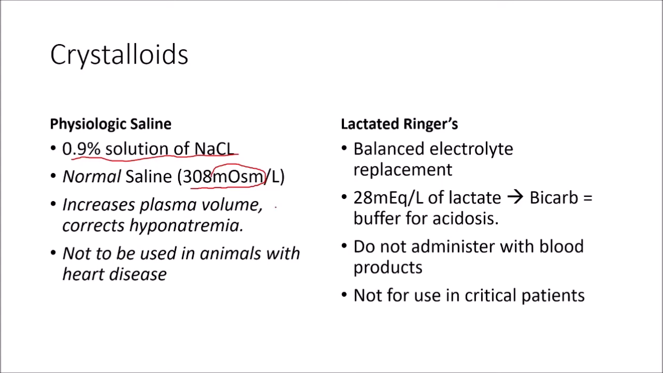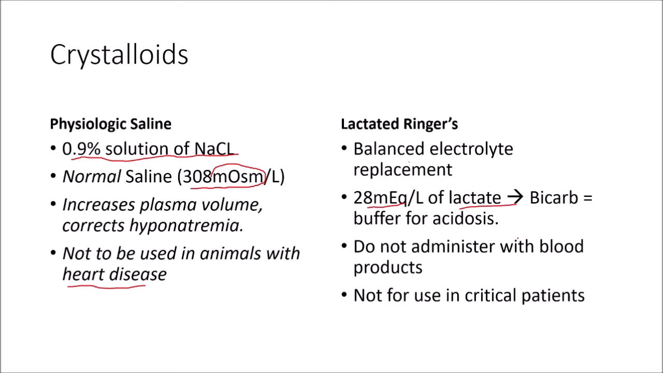Lactated Ringer's is a balanced electrolyte replacement, and it has 28 milliequivalents per liter of lactate. So that's bicarb, which is a buffer for acidosis. We do not want to administer it with blood products, so if we're giving a blood transfusion, we're going to use physiologic saline, not lactated Ringer's. And we don't want to use it in critical patients. If we have a critical patient, typically they have some electrolyte derangements and metabolic, like pH derangements, that we need to be a little bit more precise with as far as supplementing bicarb or removing bicarb.